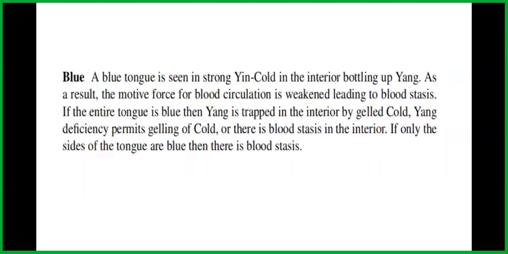A blue tongue is seen in strong yin cold in the interior bottling up yang. As a result, the motive force for blood circulation is weakened, leading to blood stasis. If the entire tongue is blue, then yang is trapped in the interior by gelled cold. Yang deficiency permits gelling of cold, or there's blood stasis in the interior. If only the sides of the tongue are blue, then there is blood stasis.